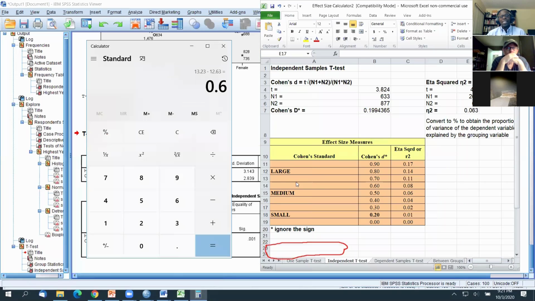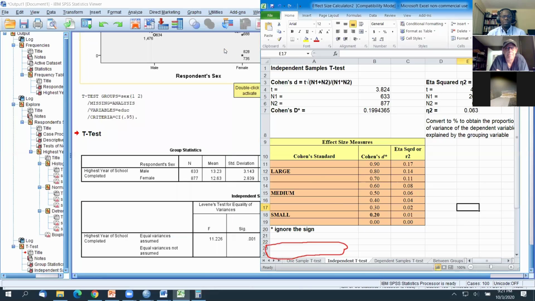So Cohen's effect size measure is telling us that the magnitude of the difference, even though it's statistically significant, is small. It's less than 1 point. So according to this, it's a small effect, right? So in other words, gender has a small effect on education level, okay? Gender has a small effect on education level. All right, so we know that that's 0.20.